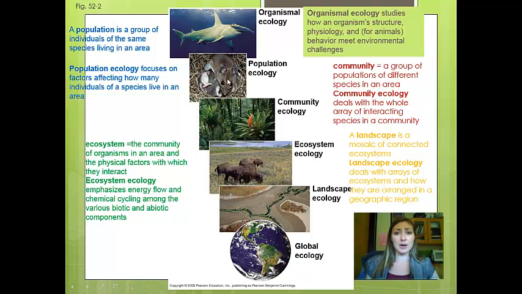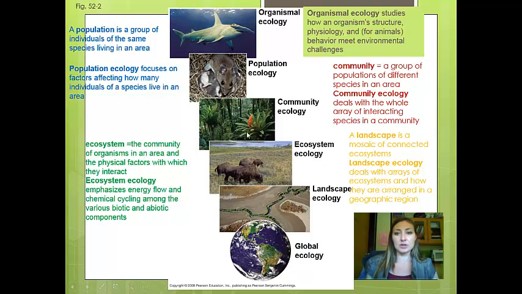The next step up is populations. A population is a group of individuals of the same species living in an area. And when we talk about population ecology, we're focusing on factors that affect how many individuals of that species live in a particular area. So right now we're just discussing individuals of the same species and their interactions.